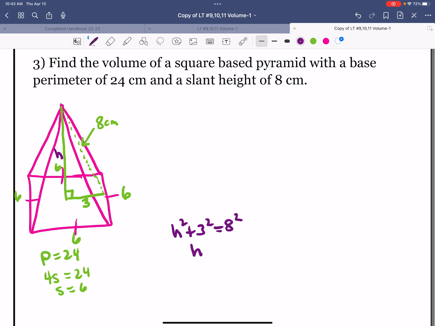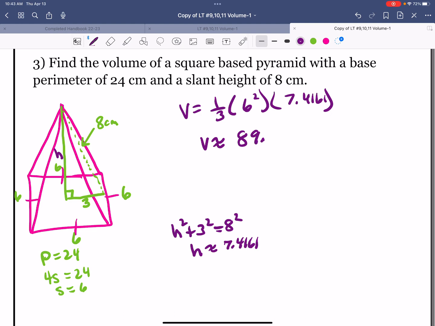And then I get that h is approximately, because it doesn't say to round, but we're going to round to the 7.4161. That's our height. So the volume is 1/3 times the area of the base shape, which is 6 squared, times the height, which is about 7.4161, which gives you volume is approximately 89 centimeters cubed.